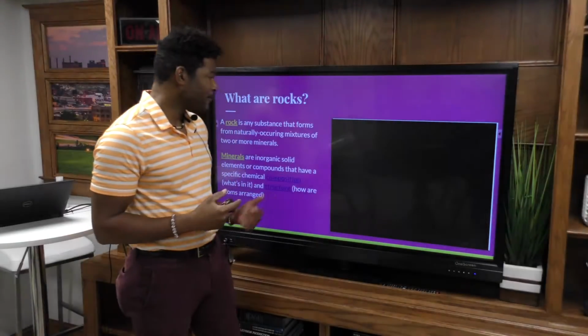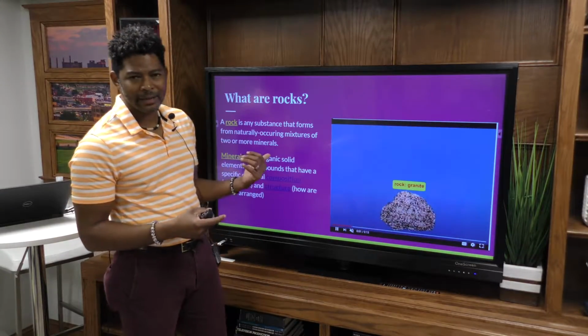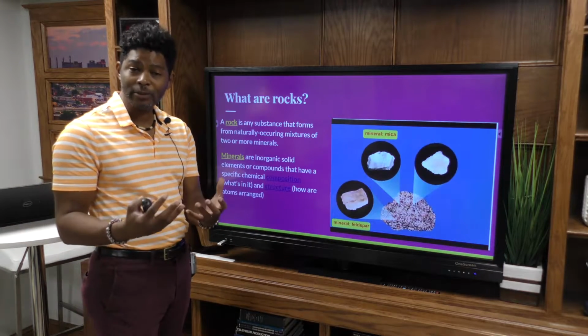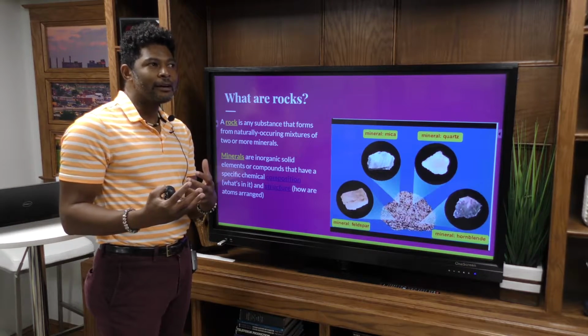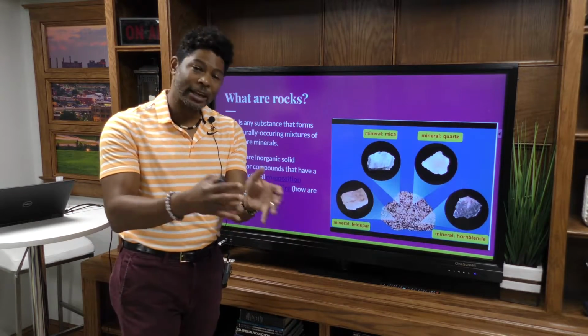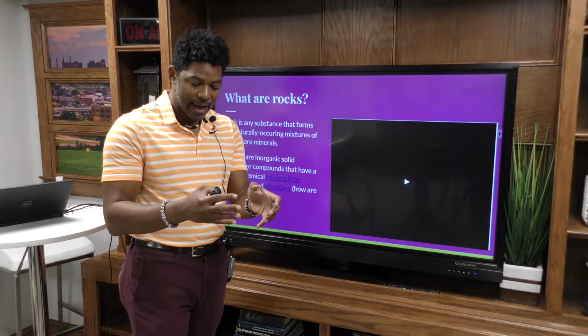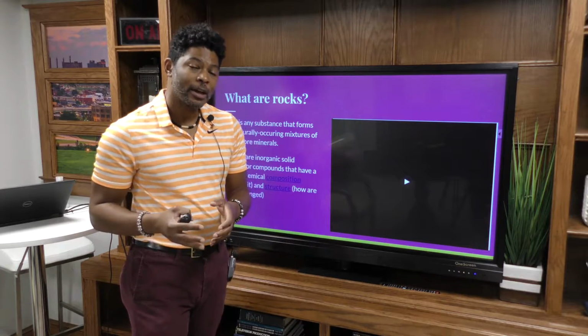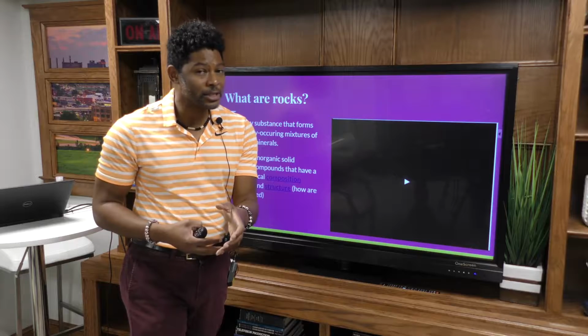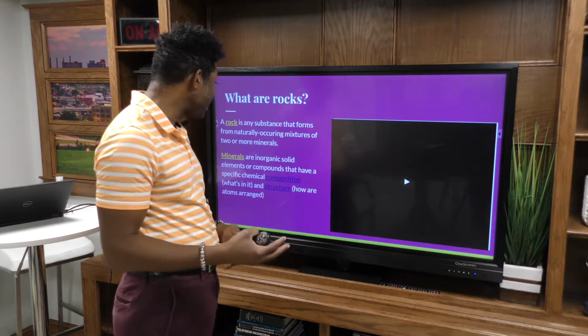Now, first of all, what is a rock? Well, think of a rock as being a mixture of minerals, okay? In a very similar fashion as you would have different ingredients or different parts of a meal, the minerals will dictate not only the composition of the rock, but the type of rock that you have.